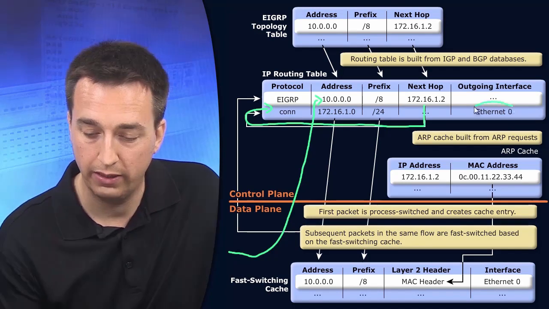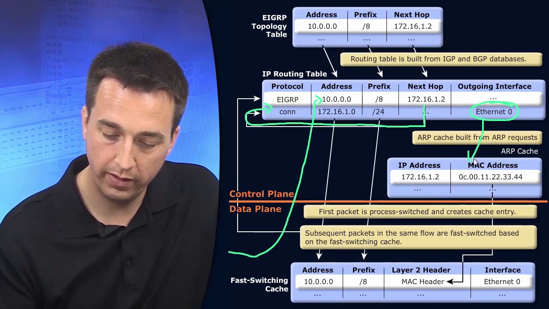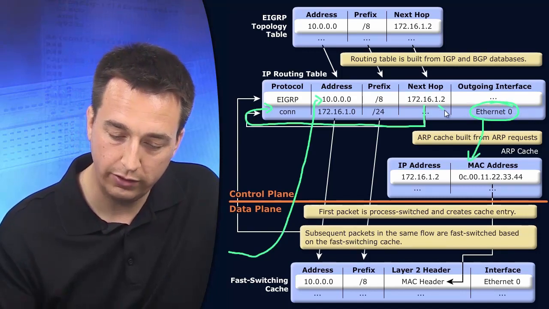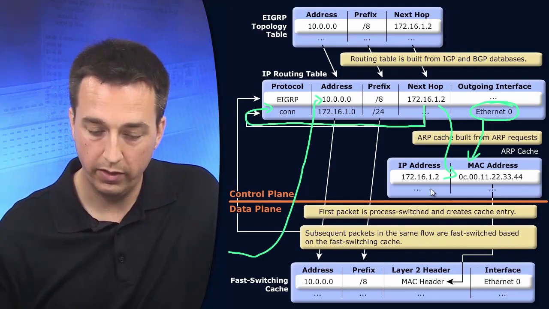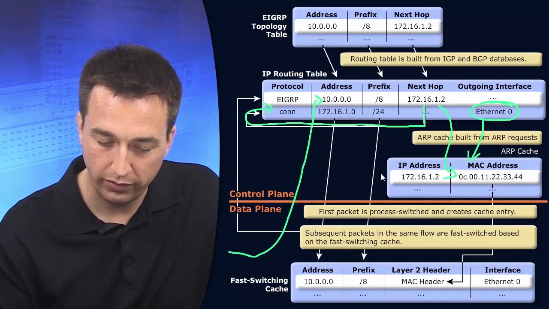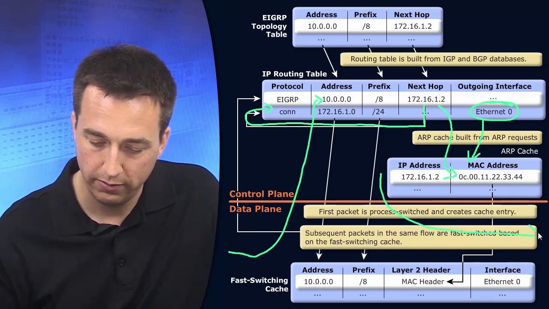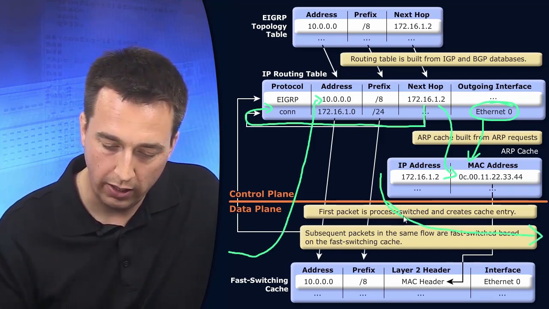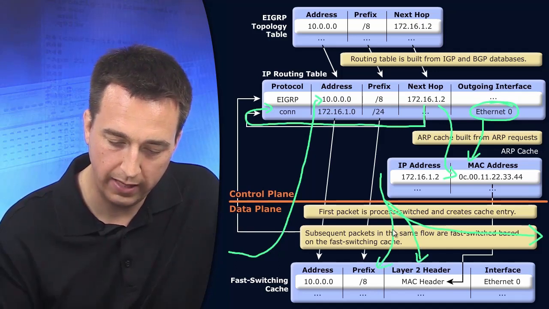Since it's Ethernet, we need to do a lookup on the MAC address. And in order to get to 172.16.1.2, we use this particular MAC address in the frame. So the very first packet is process switched. It will be forwarded out. However, we also populate this route cache.